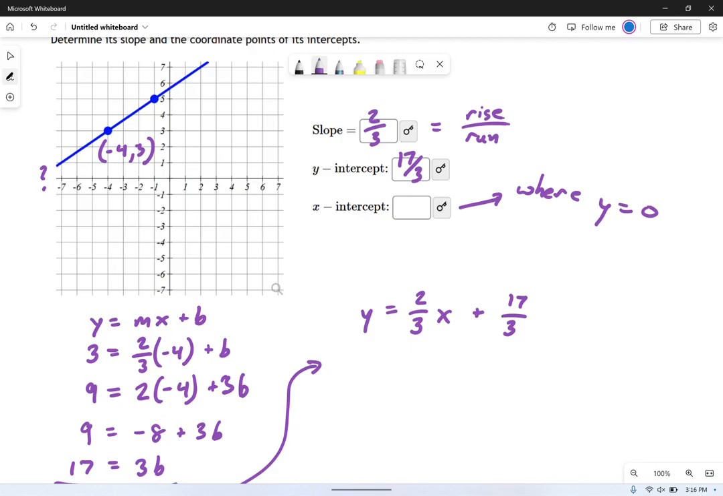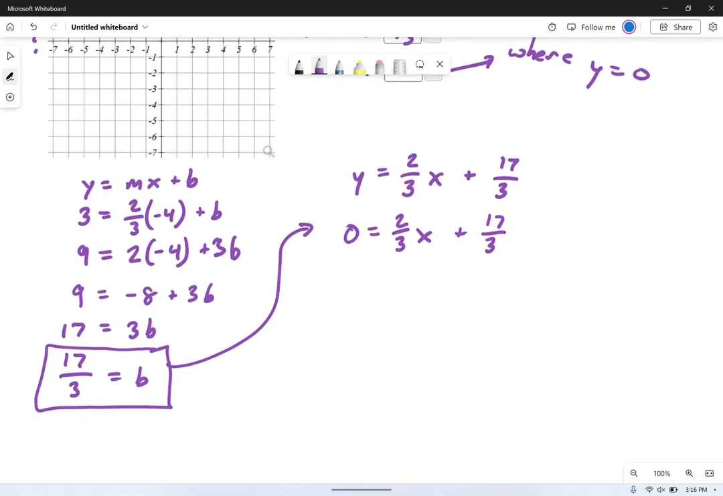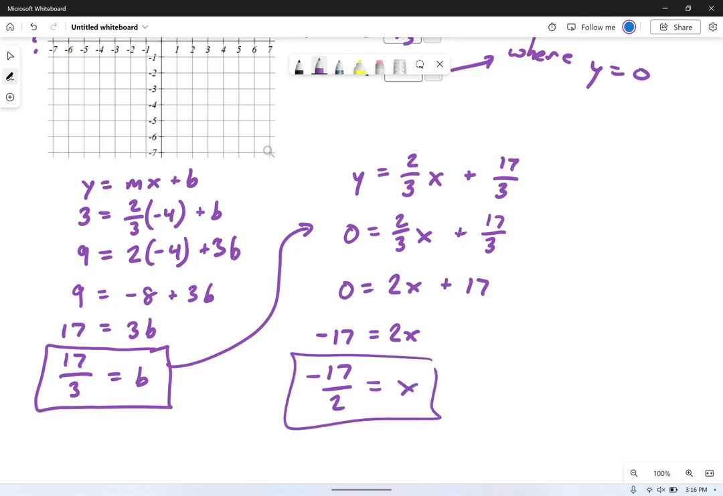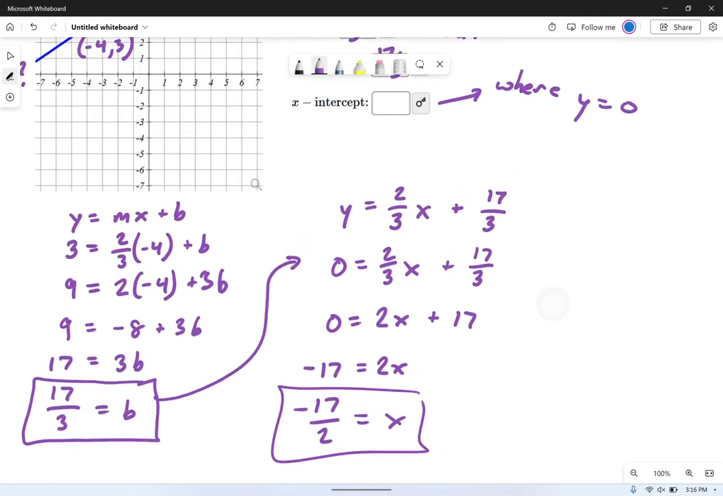So plug in y equals 0, and let's figure out what x is. Okay, now I just need to do a little algebra. So I'm going to multiply everything by 3, just to make this easier. 0 equals 2x plus 17. And now I'm going to subtract 17 over here, and then divide everything by 2. So there's my x-intercept.